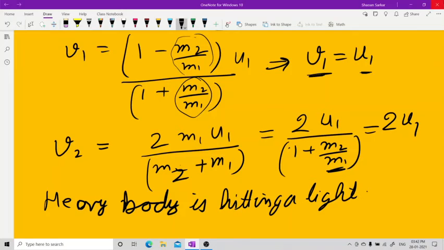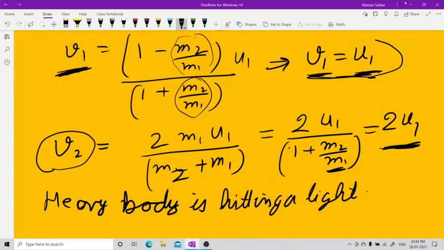Now we were taking this expression. This is the velocity of the cycle. It flies away with 2 times the velocity. I think I said something wrong before. And the velocity of the truck remains the same. Let me repeat. The final velocity of the first body remains the same as the initial velocity. You can see in this equation.